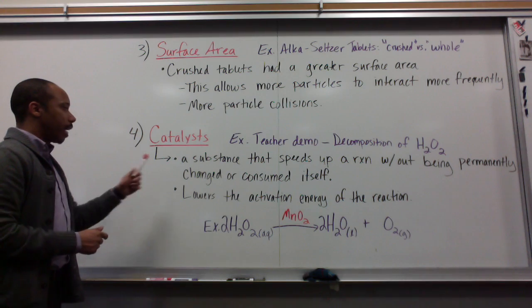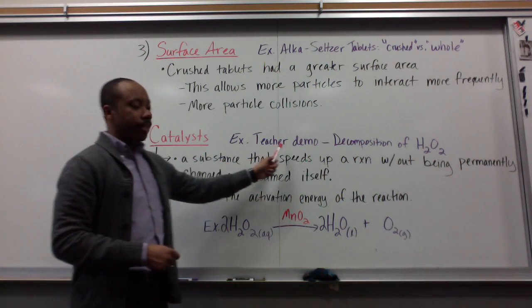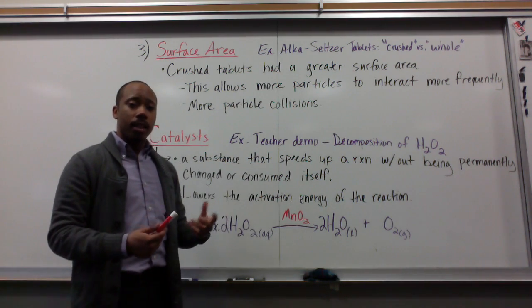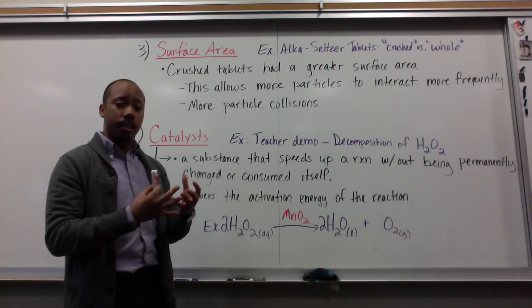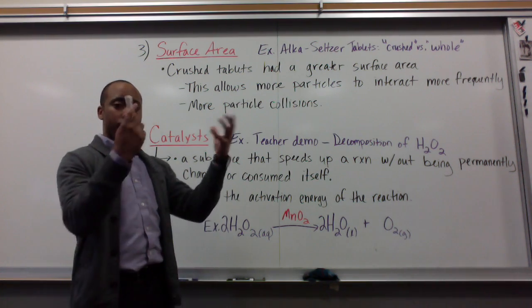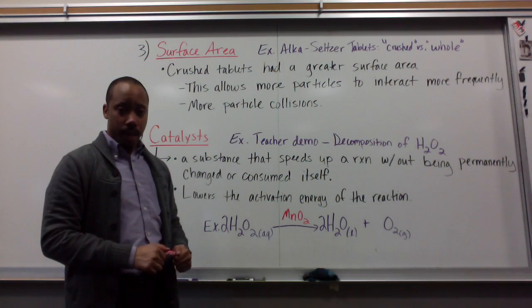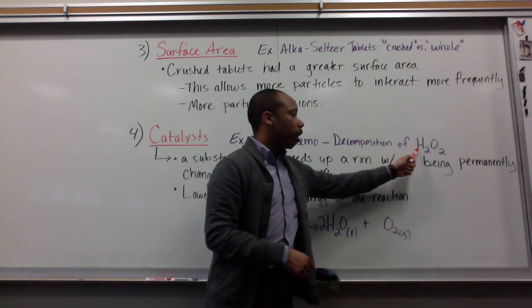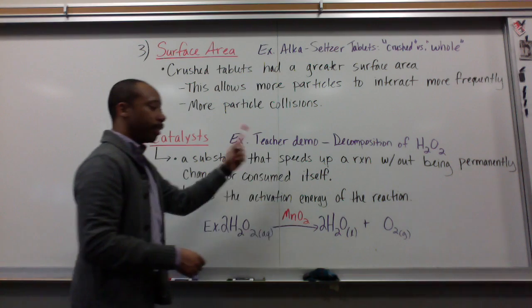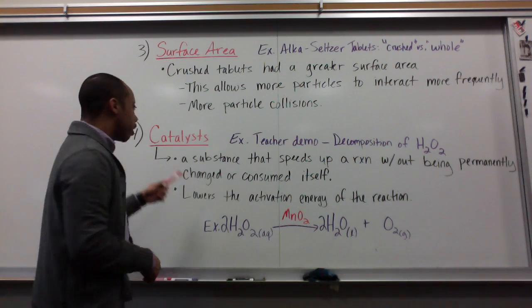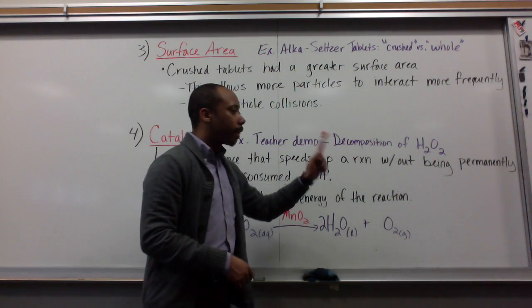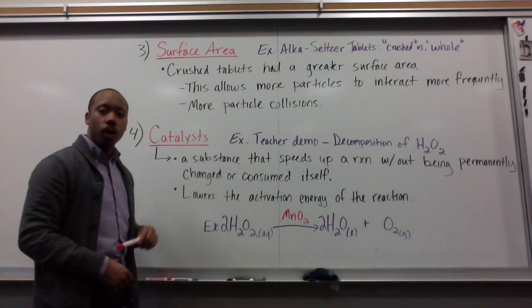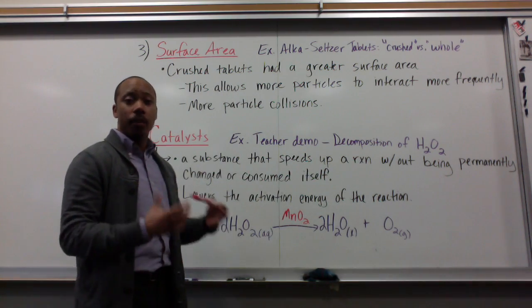My last example, the catalyst. Now this was done in the teacher demo that I did before class. I put hydrogen peroxide in a graduated cylinder, and I put a catalyst in there to create a faster reaction rate. It was a decomposition of hydrogen peroxide. I'll get to the actual formula momentarily, but a catalyst is defined as a substance that speeds up a reaction without being permanently changed or consumed in that reaction.